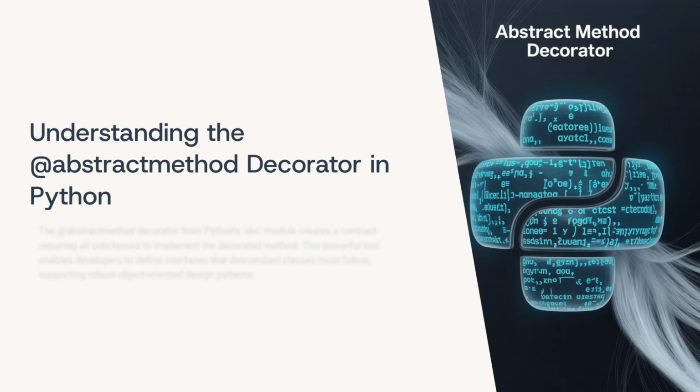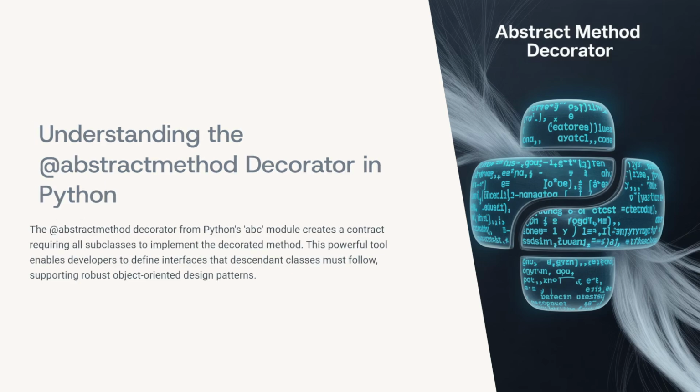In this episode, we are going to understand the abstract method decorator in Python. We are going to understand how it actually works inside of Python. So the abstract method decorator from Python's ABC module creates a contract requiring all subclasses to implement the decorated method, and this powerful tool enables developers to define interfaces that descendant classes must follow, supporting robust object-oriented design patterns.